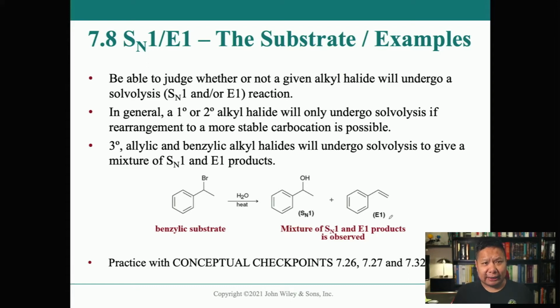So tertiary, allylic, and benzylic alkyl halides will undergo solvolysis to give a mixture of both the SN1 and the E1 products. So here we have a benzylic substrate, okay? And the leaving group is the bromine, and it leaves, leaving behind our guy that looks like this. All right, and right now, that carbocation is resonance stabilized because of the benzene ring right there, right?